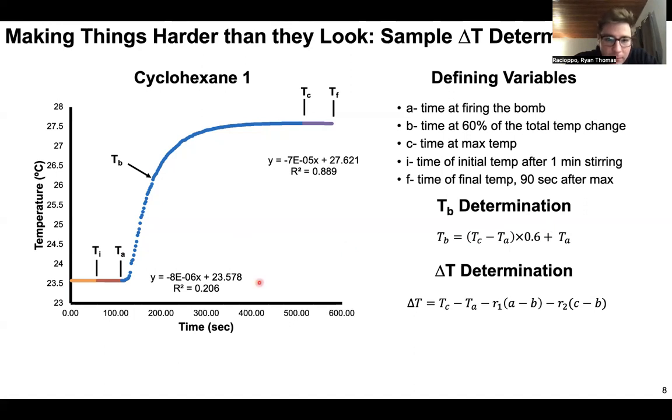time. And so because the temperatures are pretty unstable at these red and purple points, we do a baseline correction here, in which we take the difference between TC and TA and incorporate the slopes of these 2 lines here, R1 being the red region and R2 being the purple region. TC and TA are given by temperatures, and A and B and C are given by times.